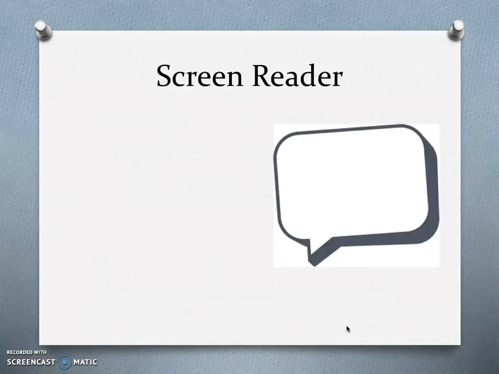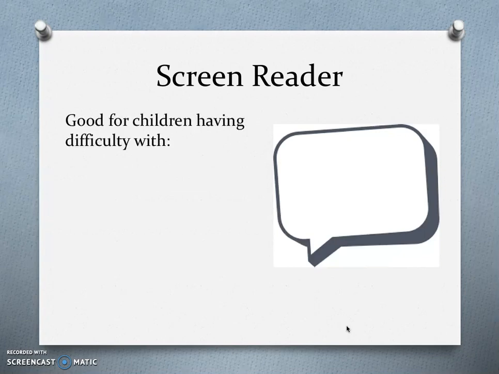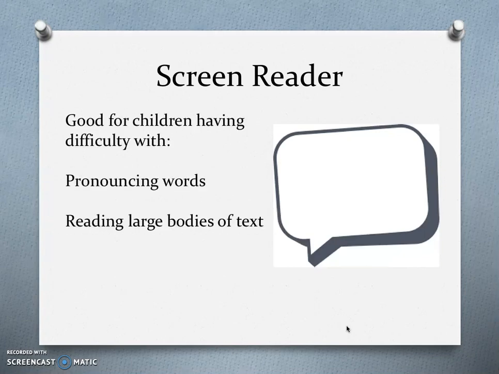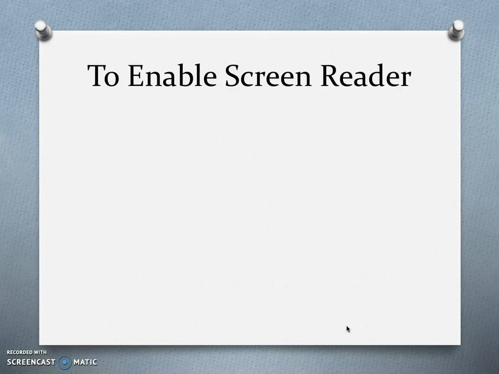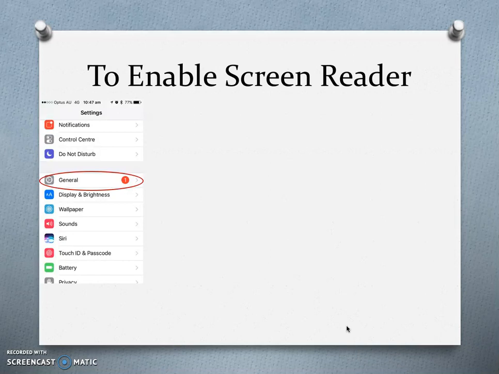Screen Reader reads out the text already written on a screen audibly for a child to listen to. This is good for children having difficulty with pronouncing words, reading large bodies of text quickly, reading speed and ability, and visual impairments.